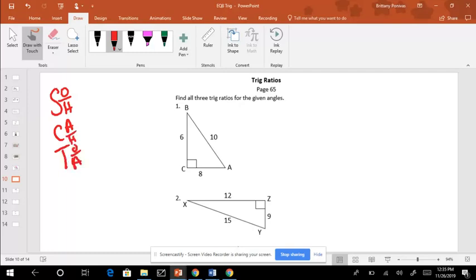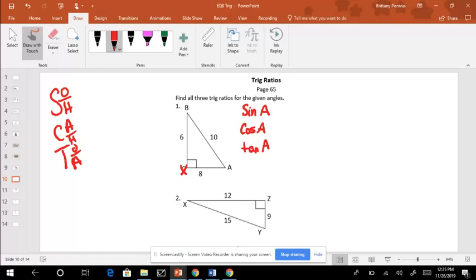When it comes to trig ratios, you will never find the trig ratio of the right angle. So for number 1, we will not use angle C. You cannot find the trig ratio of the right angle itself. So we're going to find sine of angle A, cosine of angle A, and tangent of angle A.